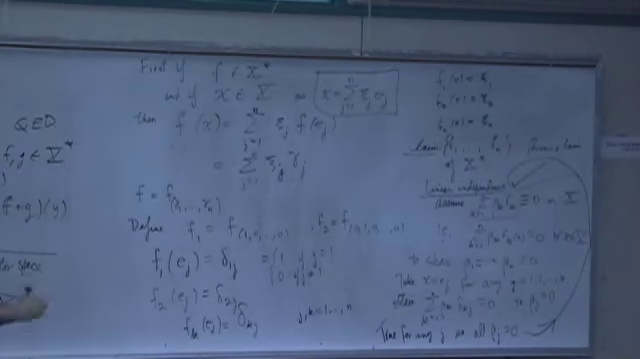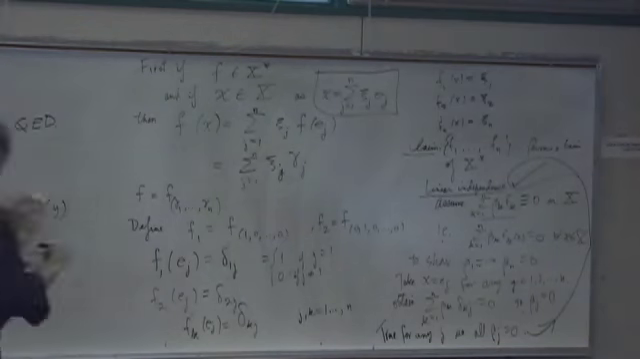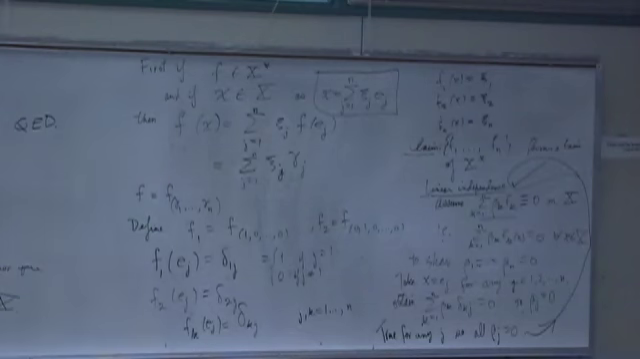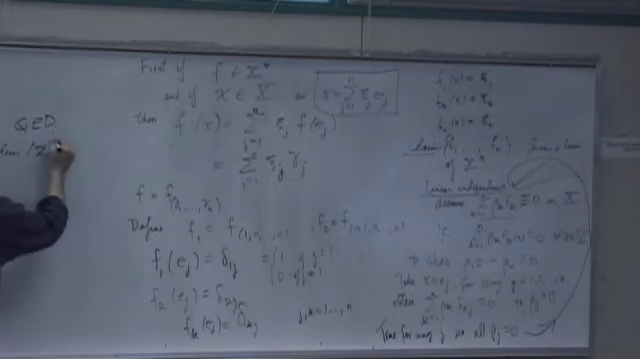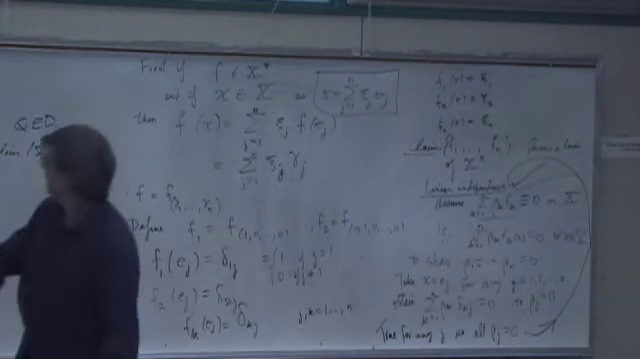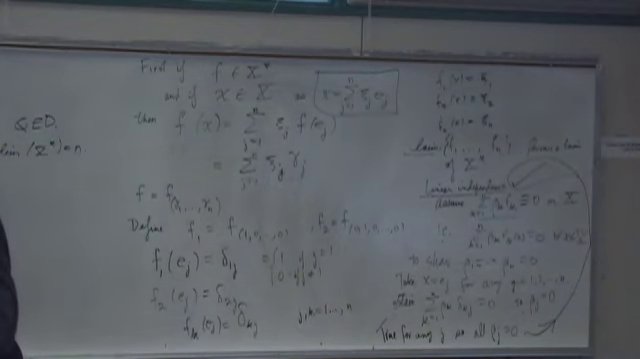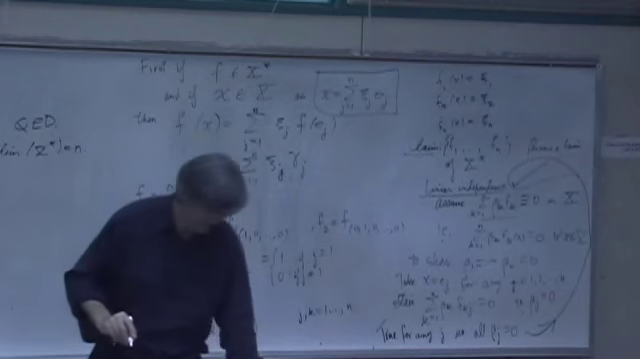QED. So the theorem is done, I think it's 2.9-1, that X star has dimension also n when the dimension is finite. In fact, if the dimension of X equals n is less than infinity, then the dimension of X star also equals n. Okay, I think it's 2.9-1. That's where we are.